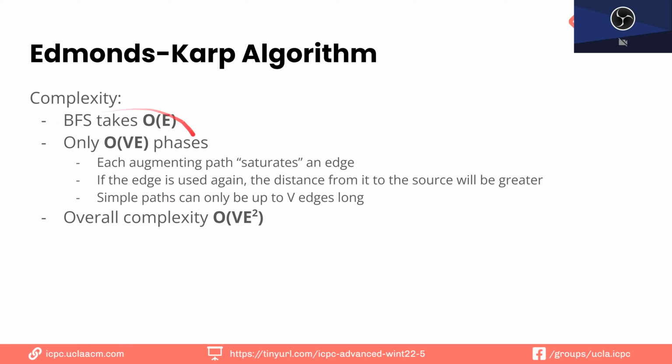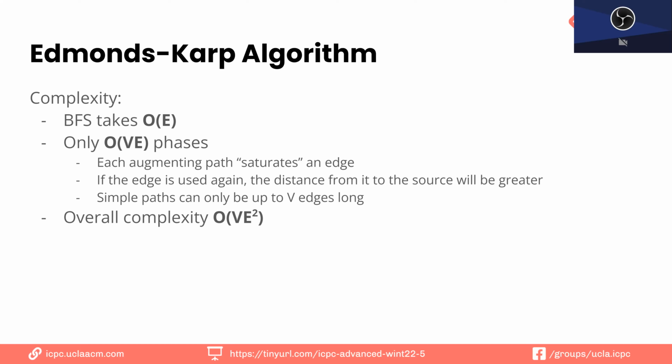And then we claim that the number of phases, so the number of loops that we're going to have, is VE. And this is a really weird concept. How can we get O of VE? Why can't we just keep running this over and over again and slowly get our max flow closer and closer? The general intuition is that each augmenting path saturates an edge, and that means it fully fills up an edge, so no more flow can pass through it. It's like maxing out a pipe and no more water can go through.